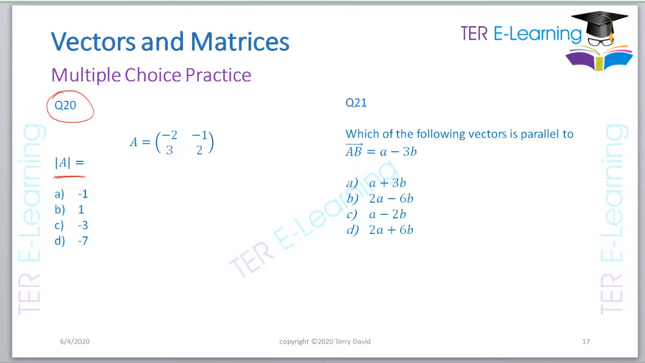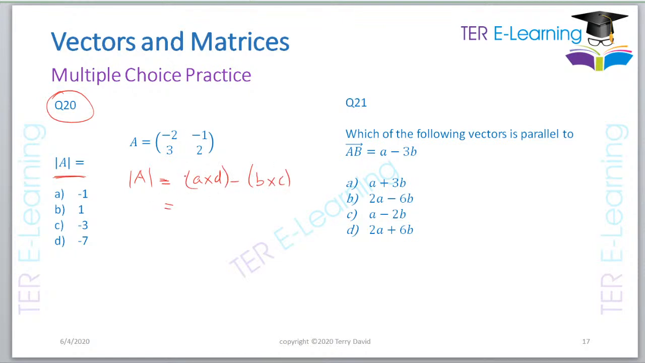Del is saying A. Emily is also saying A. So all we're doing for this question, we know the formula for the determinant of a matrix. Write down the formula. It's really A times D minus B times C. That's how we find the determinant.